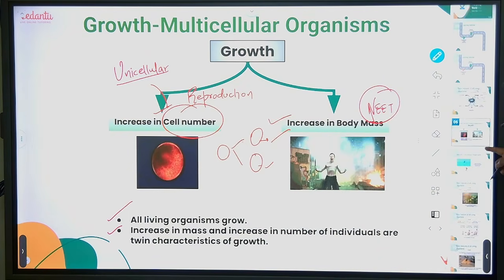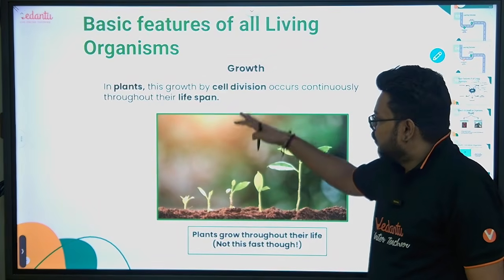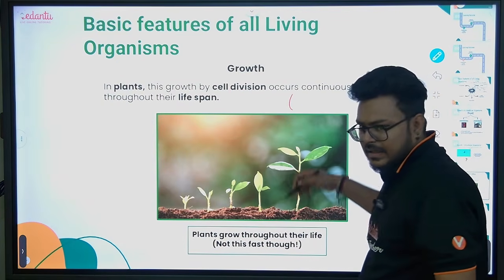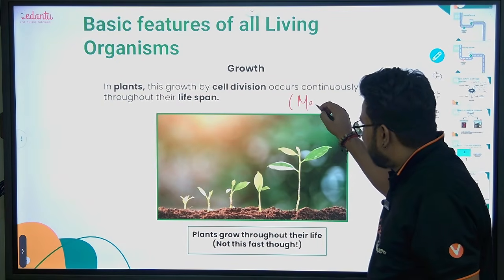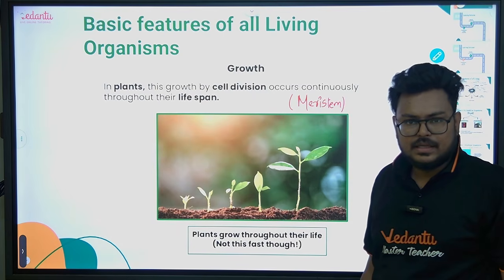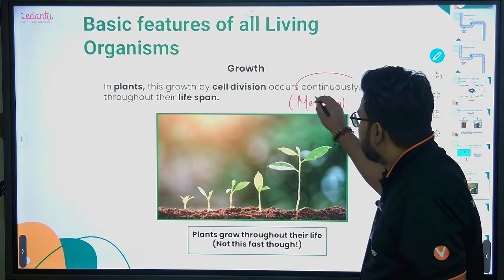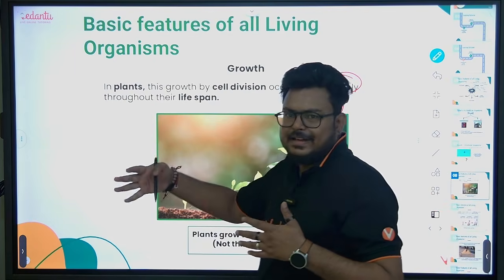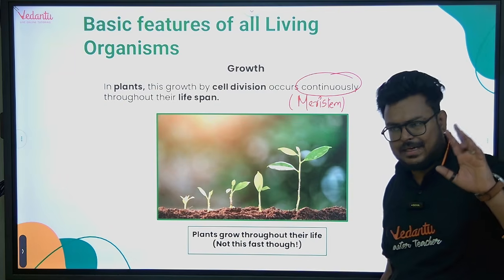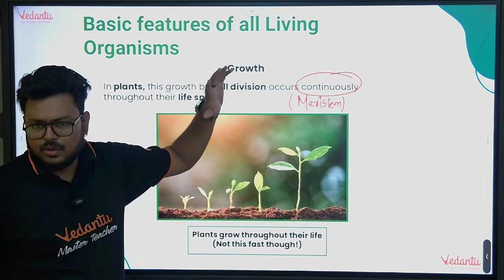Next slide, if we come here. Now guys, in case of plants, growth takes place at specific points. At the point where growth occurs, that point is called meristem. So meristematic regions are where growth takes place. And in case of plants, growth is continuous. Throughout the life it happens. That type of growth is called indefinite growth. That we will cover in plant growth and development.